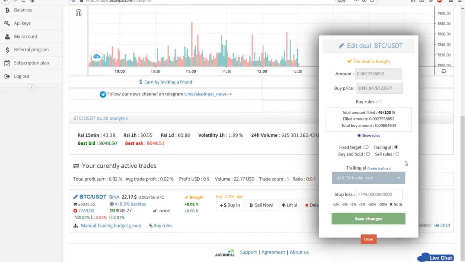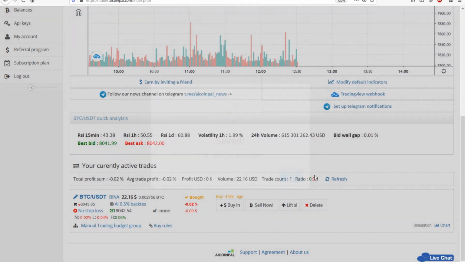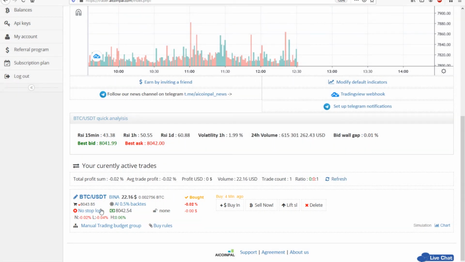And you can change the trailing stop loss. You can change whether you just want to buy and hold. You can change a different fixed target, or you can change the stop loss that you have made. Maybe let's use no stop loss and just save it. And instantly we have no stop loss inputted.